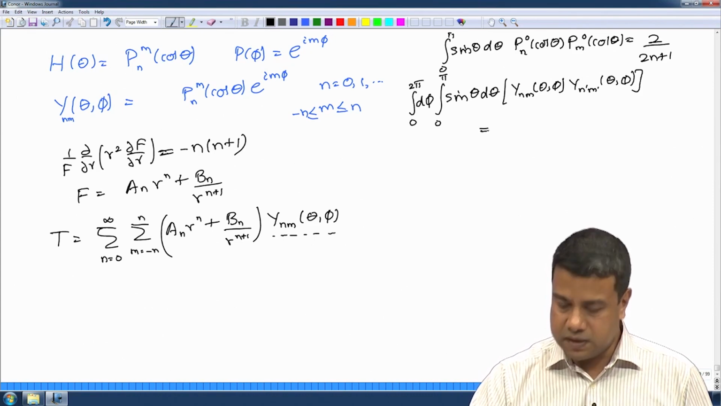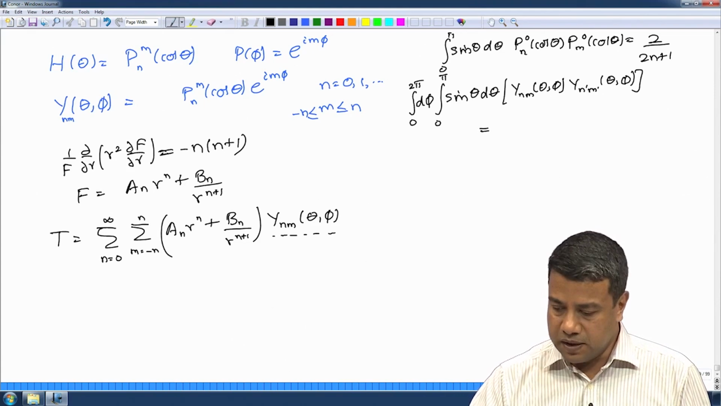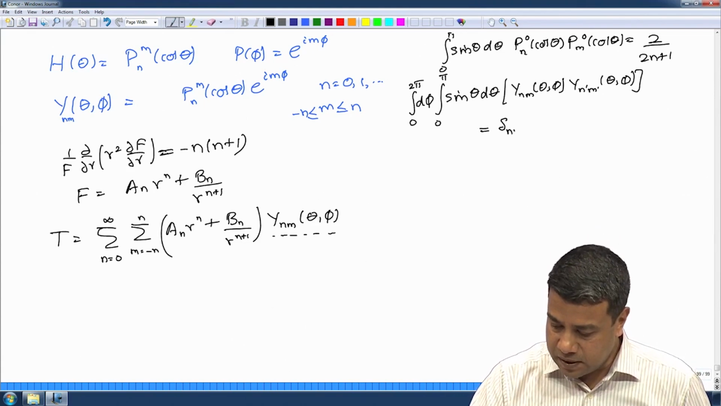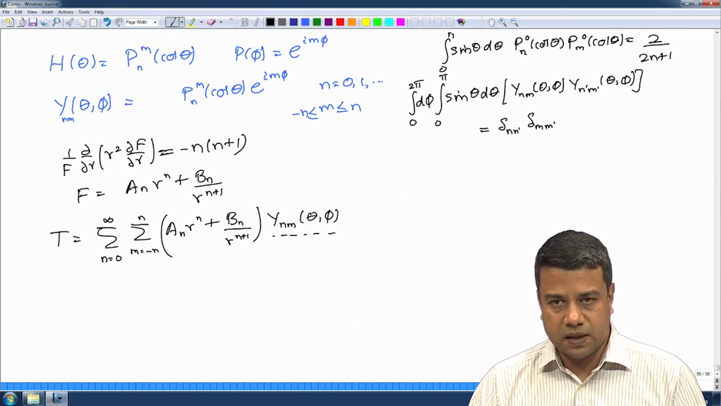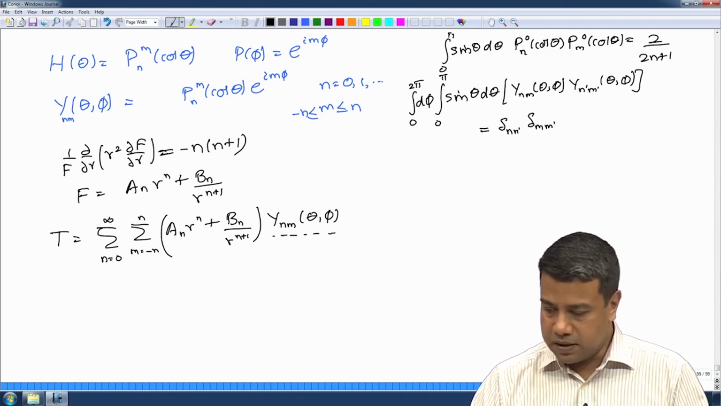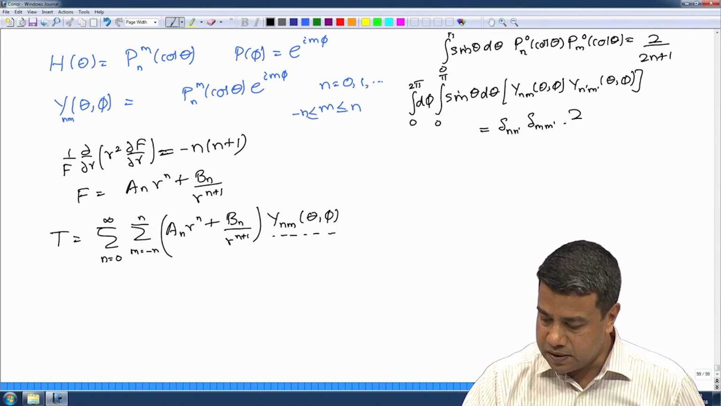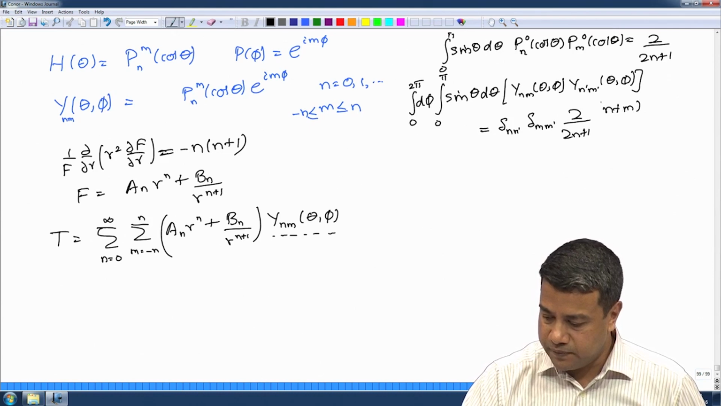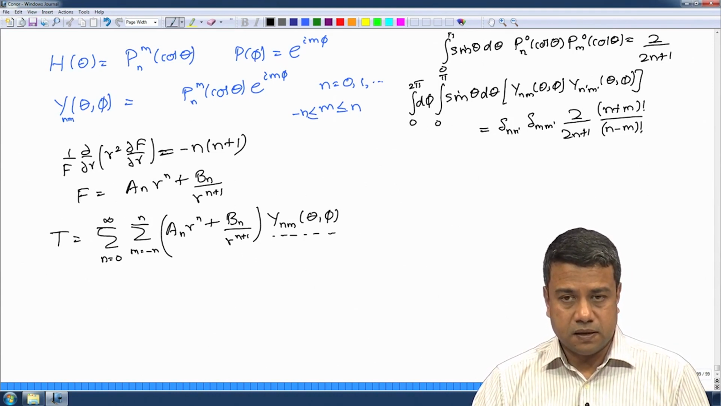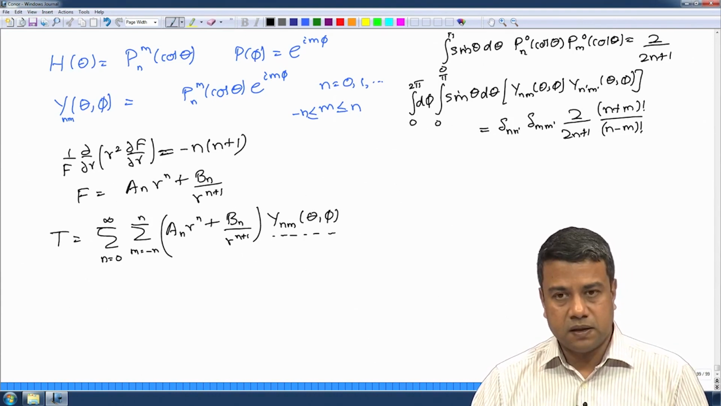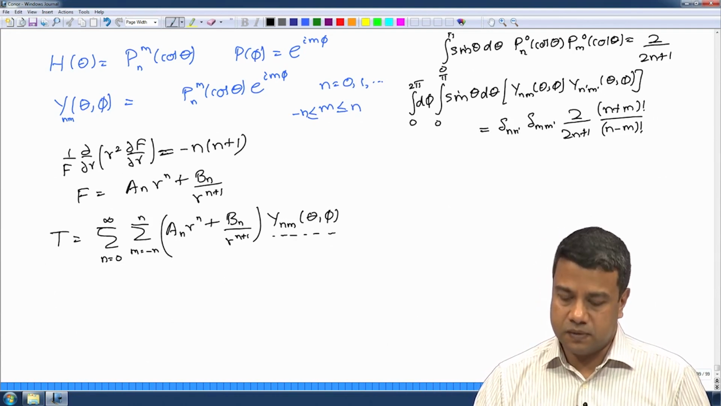These are non-zero only when n is equal to n prime and when m is equal to m prime. Otherwise, it is 0. So, it is non-zero only when n is equal to n prime and m is equal to m prime, and the value is 2 by 2n plus 1 into n plus m factorial by n minus m factorial. So, each of these spherical harmonic in the theta and phi directions is orthogonal to every other.